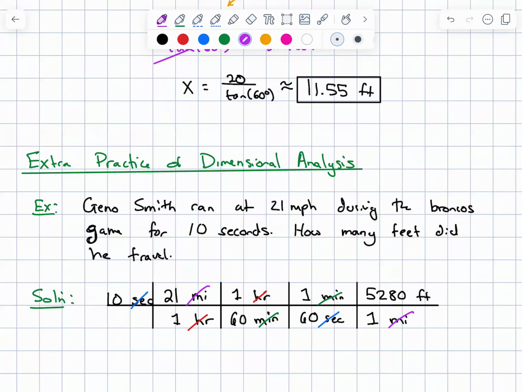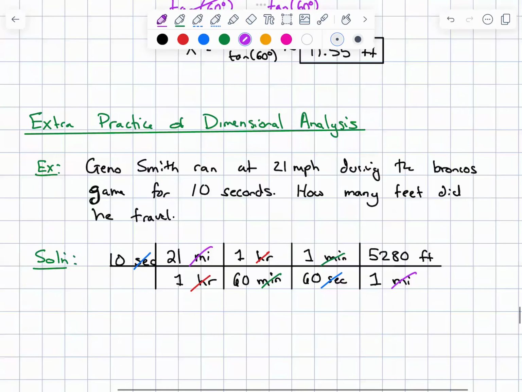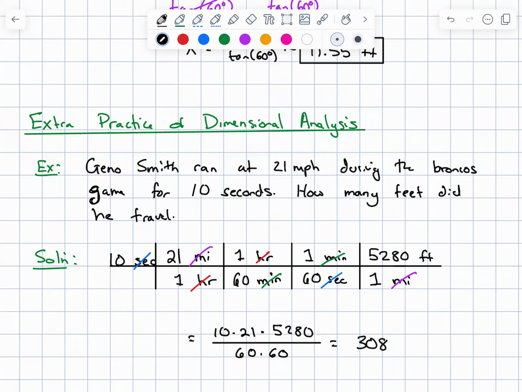So now we just need to use our calculator. It'll be 10 in the numerator. That's going to be 10 times 21 times 5,280 divided by 60 times 60. Remember, I'm not writing any of the ones because multiplying by 1 doesn't do anything. So in my numerator, 10 times 21 times 5,280 divided by my denominator, 60 times 60. And I get 308 feet.